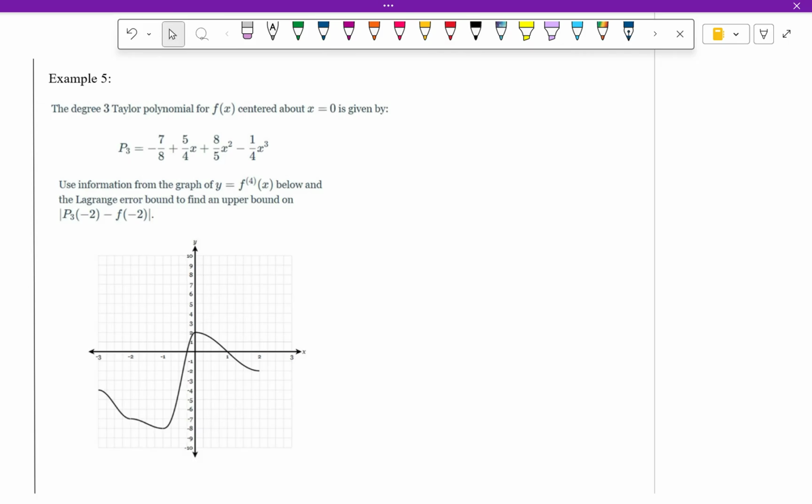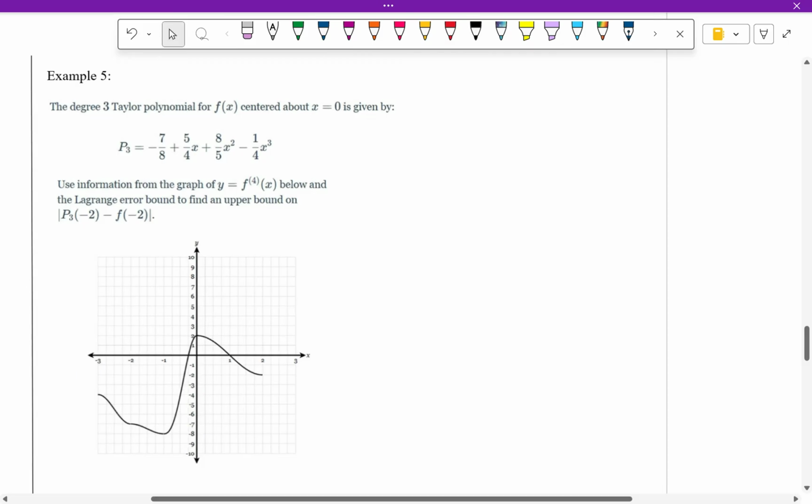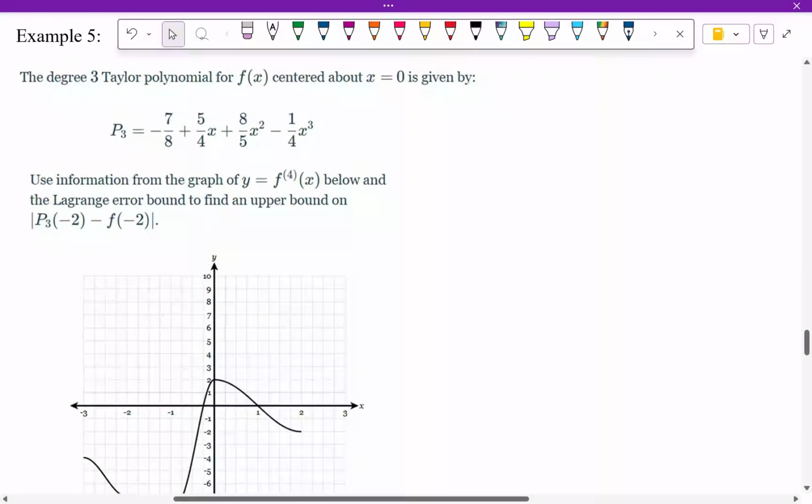Okay, so they gave us a Taylor polynomial, degree 3, right? They did it for us. They told us it was centered about x equals 0. So if it's centered about x equals 0, what's our special name? It's a Maclaurin polynomial, right? You could also pick that up because are they doing x minus c in there anywhere? No, they're just giving us x's, okay? So we know it's a Maclaurin.